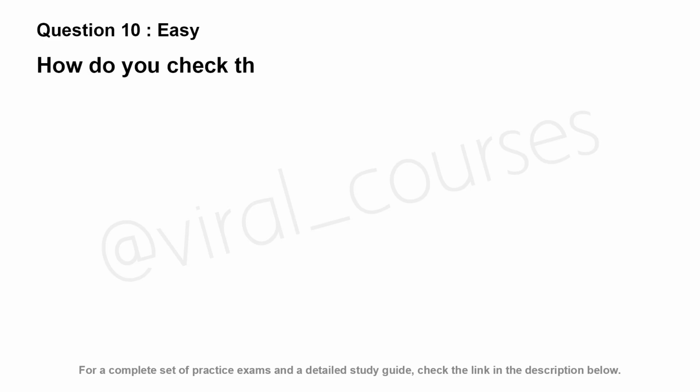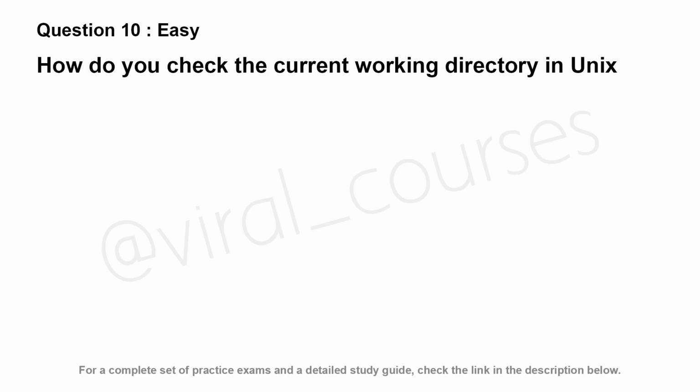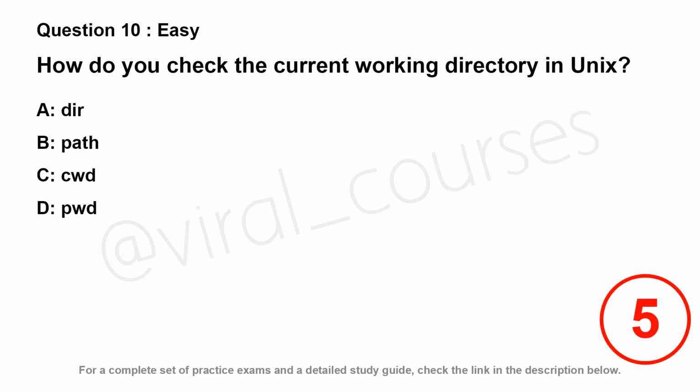How do you check the current working directory in Unix? Option A, dir. Option B, path. Option C, cwd. Option D, pwd.